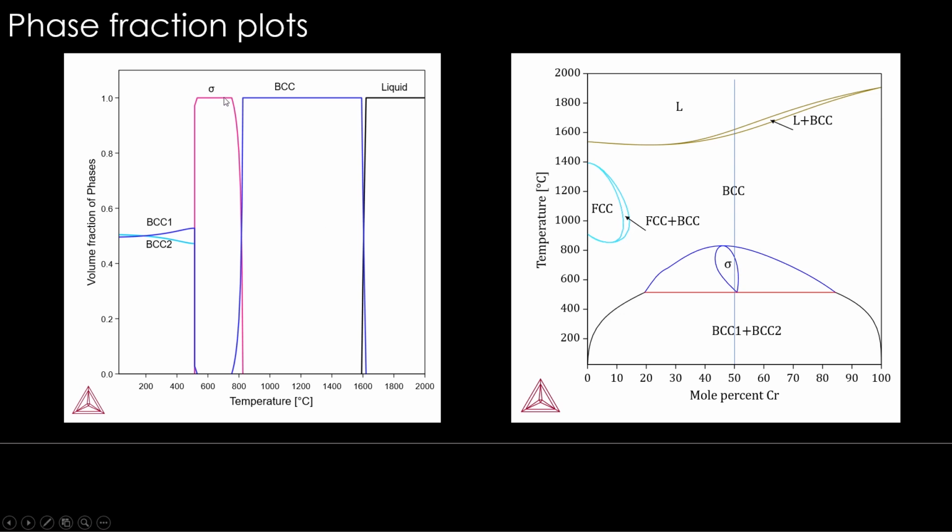So there is, say, BCC plus sigma for a small region, and then complete sigma for a big region. So this is the temperature range over which it is completely sigma. Then it enters into a two-phase region, BCC1 and BCC2, which can also be seen here, BCC1 and BCC2. So one to one, you can see how this phase fraction plot relates to the phase diagram.